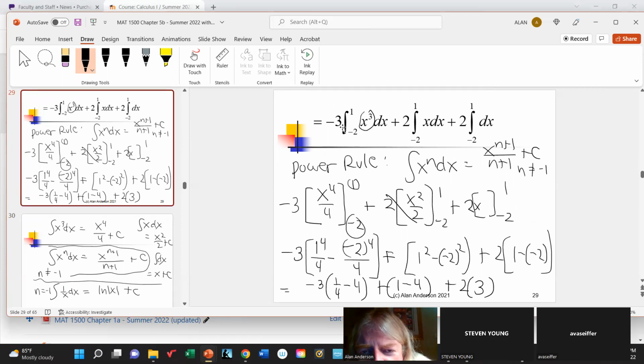Now remember too, you have this -3 on the outside. So you're basically going to have -3 times x to the fourth over fourth. Here you've got a 2 times x squared over 2, and this last one is 2 times x. This is the new part.